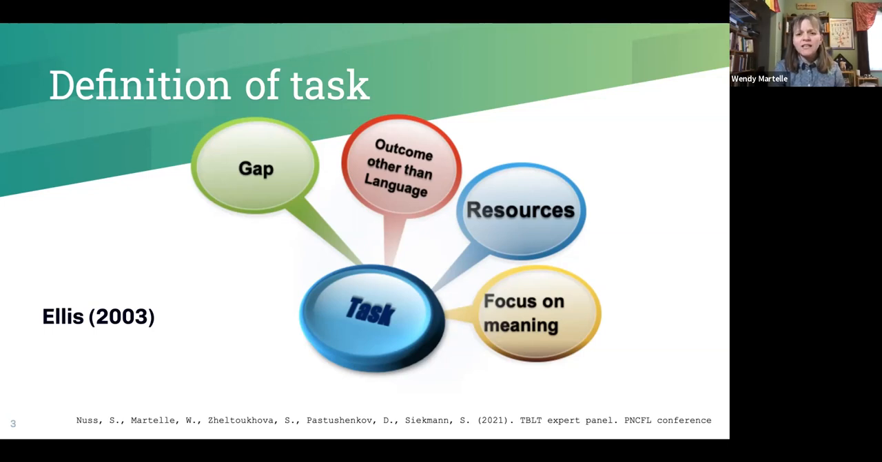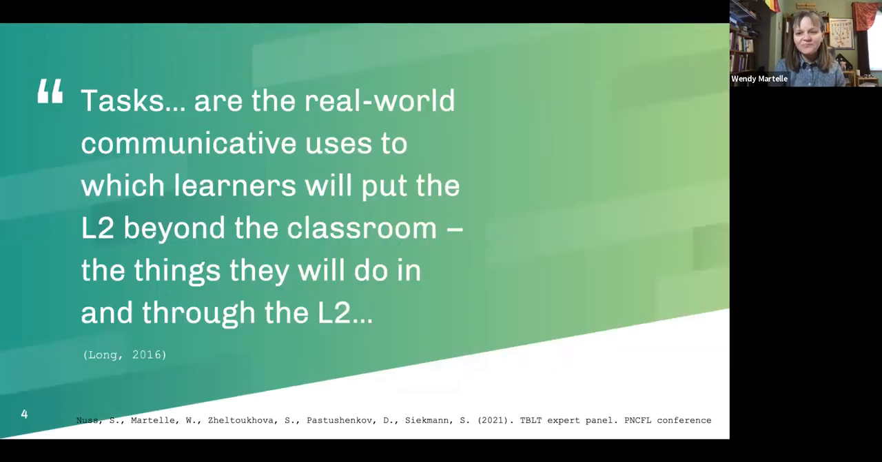Thirdly, learners use their own resources in order to engage in the task. The instructor or the teacher doesn't tell them how to go about doing the task. The learners use their own resources to figure that out. And then finally, as Svetlana mentioned earlier, there's a primary focus on meaning for the task. So these are the four characteristics that Ellis 2003 identified as part of a task, and this is a definition that we like in particular.